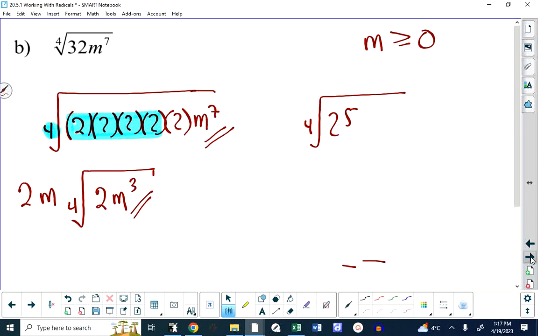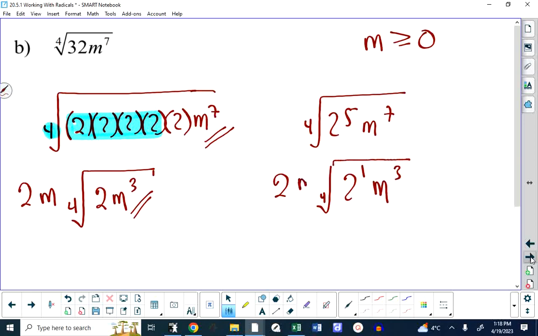We could do the same thing here. Do you see there are 4 twos inside of 2 to the 5? There's a group of 4, so put a single 2 outside, and you will have left 2 to the 1. And you take out 4 m's, and you have m cubed. In either case, it's 2m, 4th root of 2m cubed.